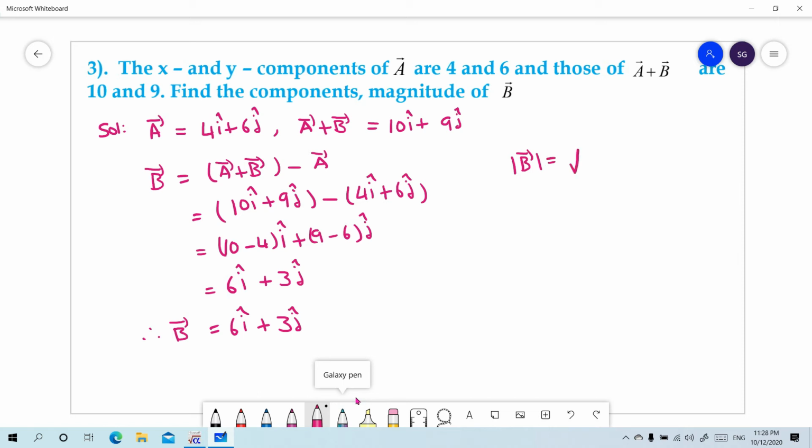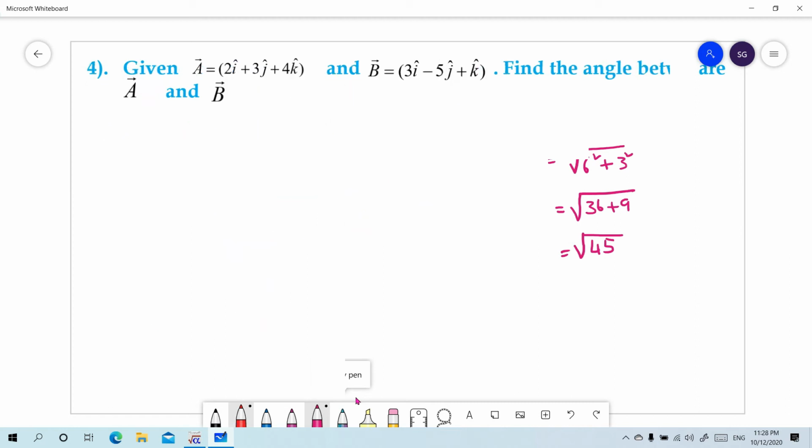Magnitude of b bar, the modulus of b bar, is equal to root of 6 square plus 3 square. That equals root of 6 square, which is 36, plus 3 square, which is 9. So root of 36 plus 9, which is 45. Therefore, the magnitude of b bar is root 45.